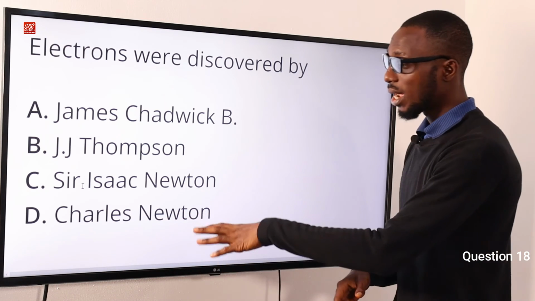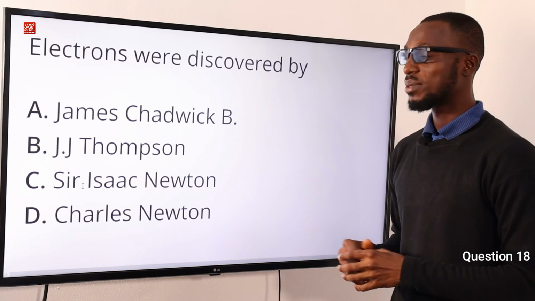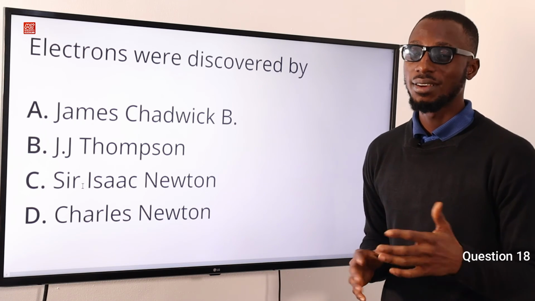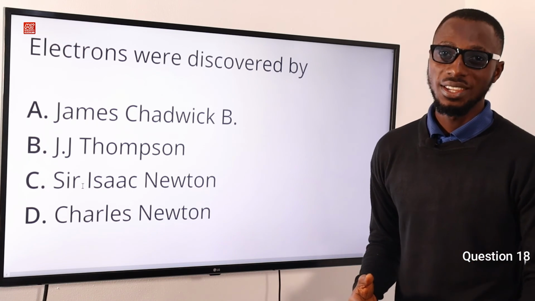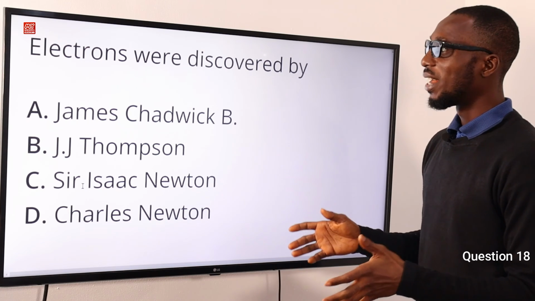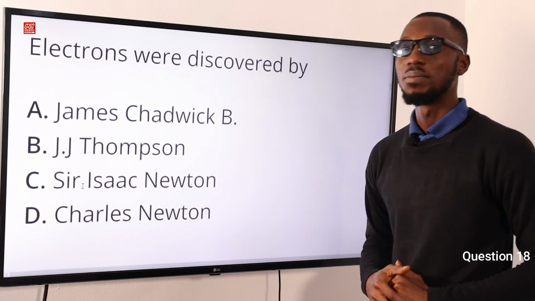When we have Charles Newton here, that name is ambiguous. There are a lot of people associated with that name. There is one Charles Newton, an American designer for firearms. There's another inventor. There's another archaeologist. So specifically, the electrons were discovered by who? They were discovered by J.J. Thomson. So option B is very correct.